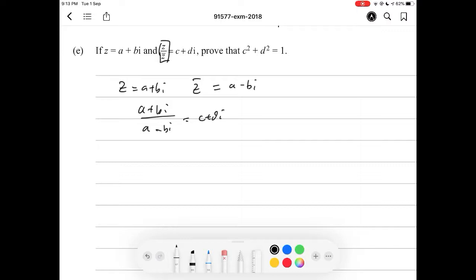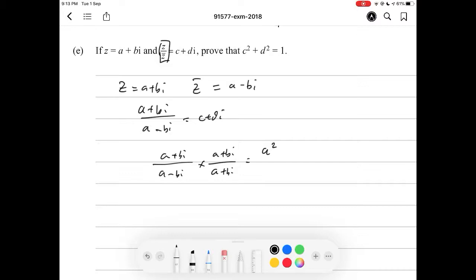We're going to multiply by the conjugate so we can move all the imaginary terms from the denominator into the numerator, okay? So we're going to multiply by the conjugate. So a plus bi over a minus bi. The conjugate of a minus bi is a plus bi, times a plus bi.